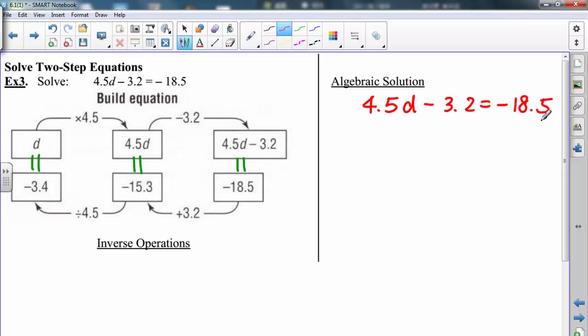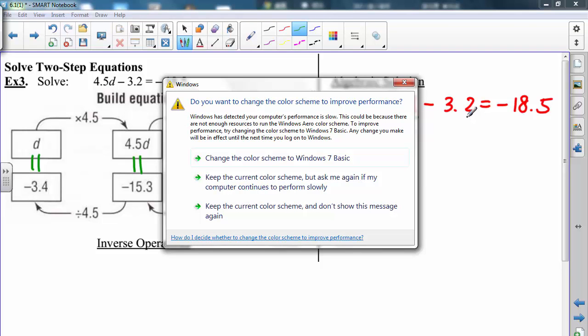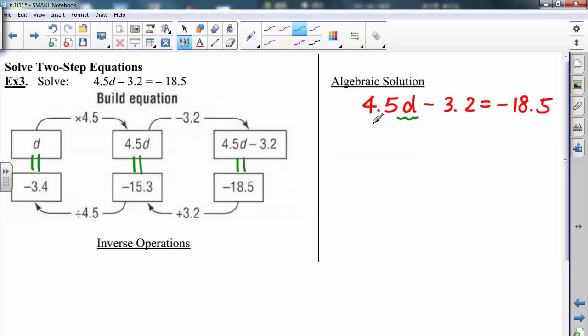I will copy the equation first. Then let's look at it. If I want to find the d value algebraically here, based on the understanding from the inverse operations, I realized I need to isolate 4.5 times d from the subtract 3.2 first. This is the reason we take the inverse operation on both sides. Subtract 3.2, I add 3.2 to both sides and cancel these two. So right now I only have 4.5 times d equals negative 18.5 plus 3.2. So this one is negative 15.3.